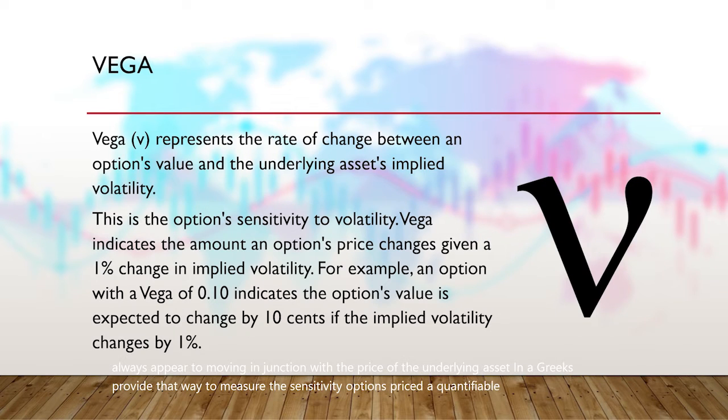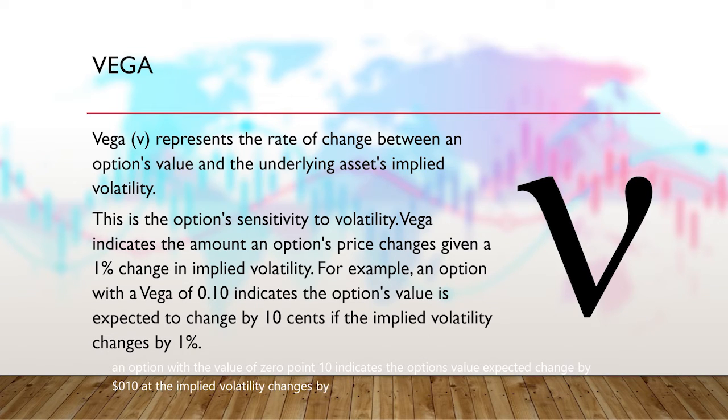So what is Vega? Well, Vega represents the rate of change between an option's value and the underlying implied volatility. This is the option's sensitivity to volatility. So Vega indicates the amount an option's price changes given a 1% change in the implied volatility. An option with a Vega of 0.10 indicates the option's value is expected to change by 10 cents if the implied volatility changes by 1.